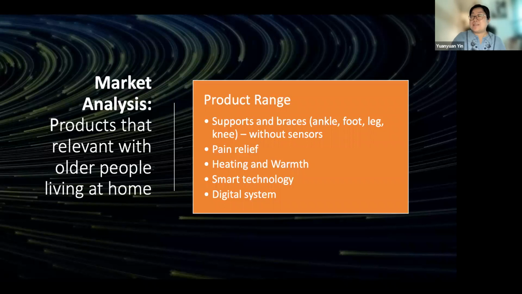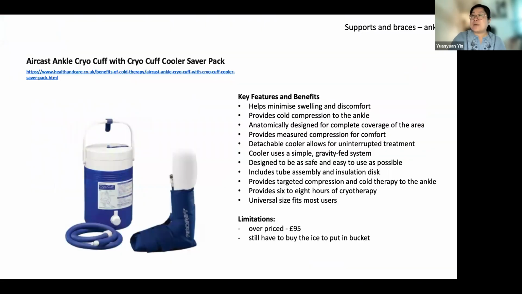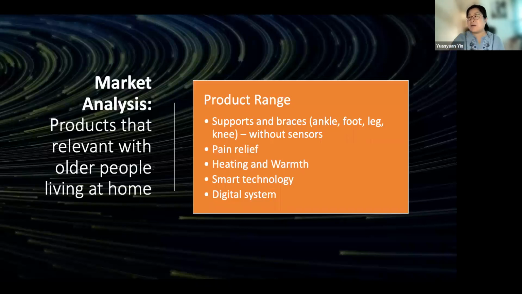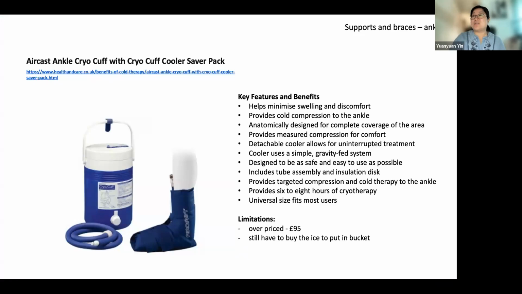Based on this topic, we had a review of the products available in the market. There are many products which could be categorized from the structure perspective, like supporting the ankle and foot, leg, and knees without sensors. There are products focusing on pain relief, and some use heating and warmth functionalities. The rest use smart technologies and digital systems. So here are some examples.